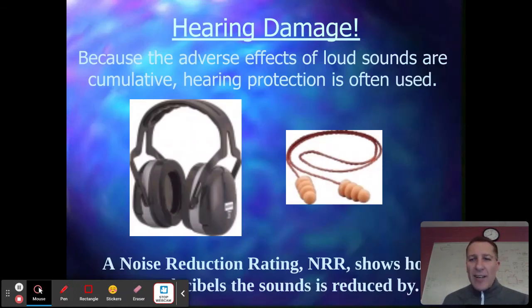That's why a lot of headphones exist to protect your ears. If you're out doing yard work, they actually have a noise reduction rating on them. It talks about how many decibels it drops it by having that protection on.